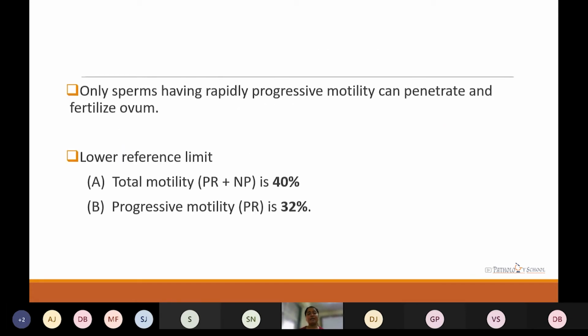Okay, only the sperms which have rapid progressive motility can penetrate and fertilize the ovum. The lower reference limit, which is very important: the total motility, which is progressive and non-progressive motility, should be 40%, and the progressive motility should be 32%.